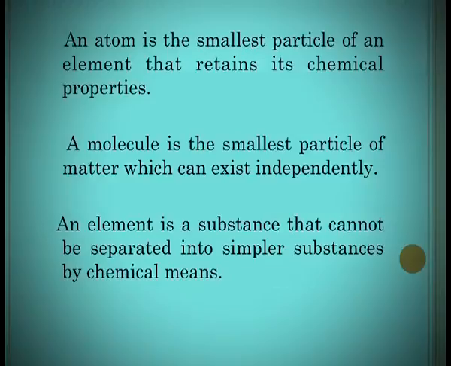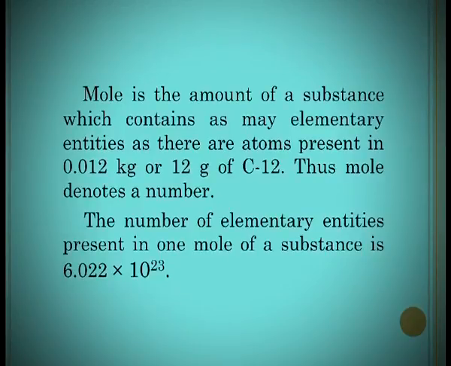An atom is the smallest particle of an element that retains its chemical properties. A molecule is the smallest particle of matter which can exist independently. An element is a substance that cannot be separated into simpler substances by chemical means. Mole is the amount of a substance which contains as many elementary entities as there are atoms present in 0.012 kg or 12 gram of carbon 12.